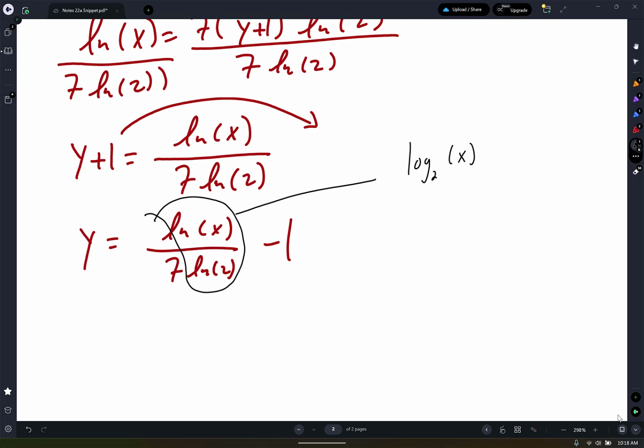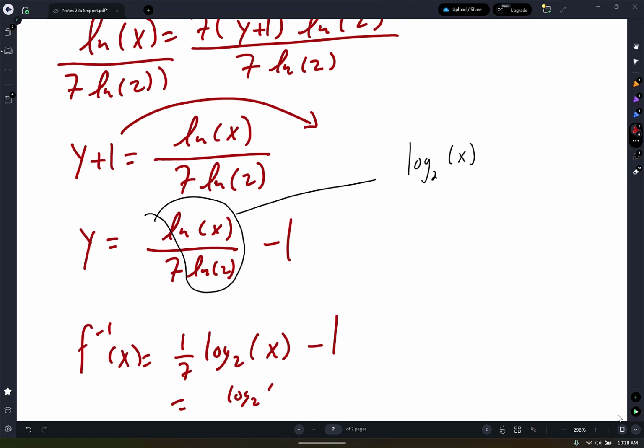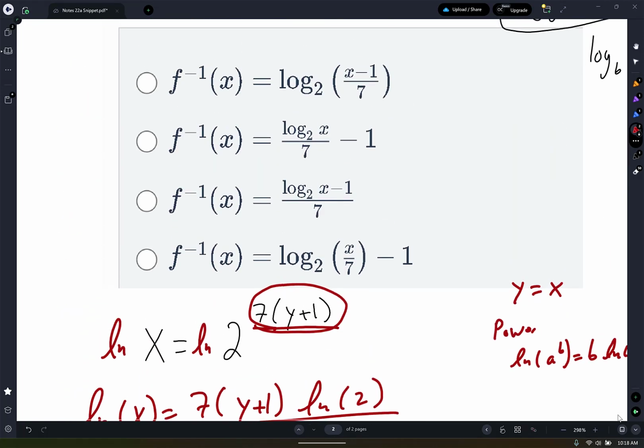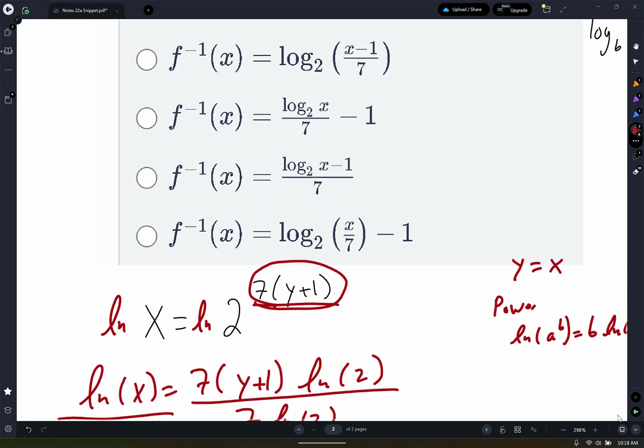So my inverse function is 1/7 log base 2 of x minus 1. You could also see it written like log base 2 of x over 7 minus 1. It's the same thing. 1/7 times log base 2 of x is the same thing as log base 2 of x divided by 7. And I think that's how they have it. Log base 2 of x divided by 7 minus 1.